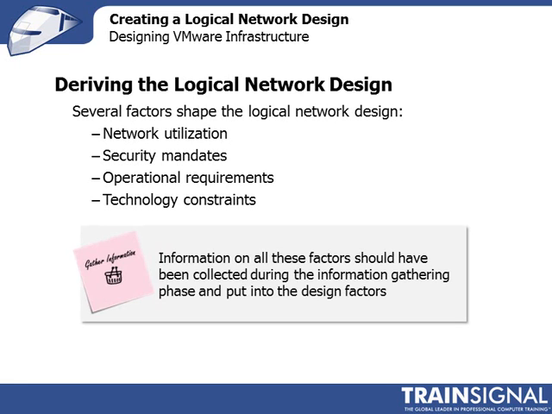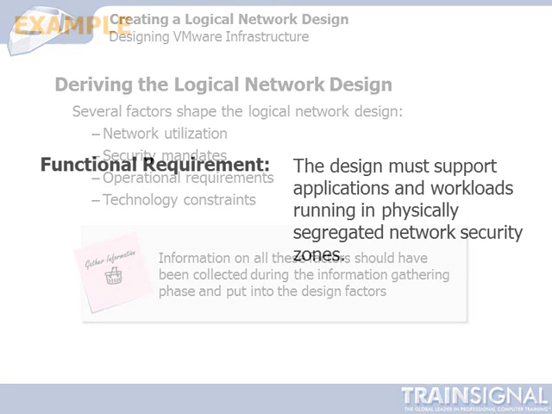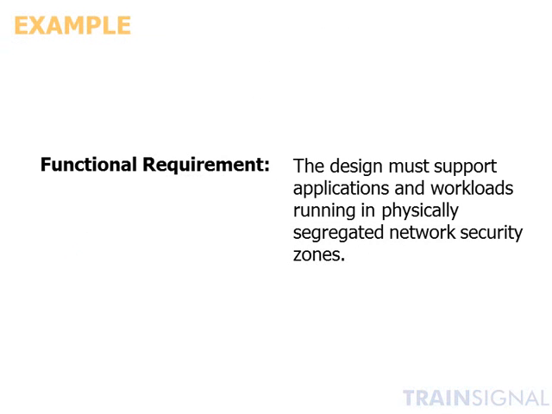Let's take a look at an example of a potential requirement that would have a direct impact on the logical network design. Here we have a functional requirement that says the design must support applications and workloads running in physically segregated network security zones. Now, this is a functional requirement because it does say that the design has to have a certain function. It doesn't say how we go about supporting that, which you might see in a non-functional requirement or a constraint. In this case, it's saying we have to be able to do something. We have to be able to support applications and workloads running in physically segregated network security zones.